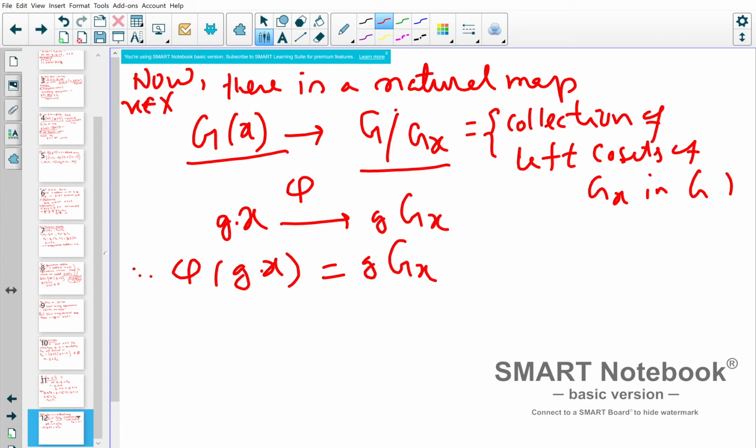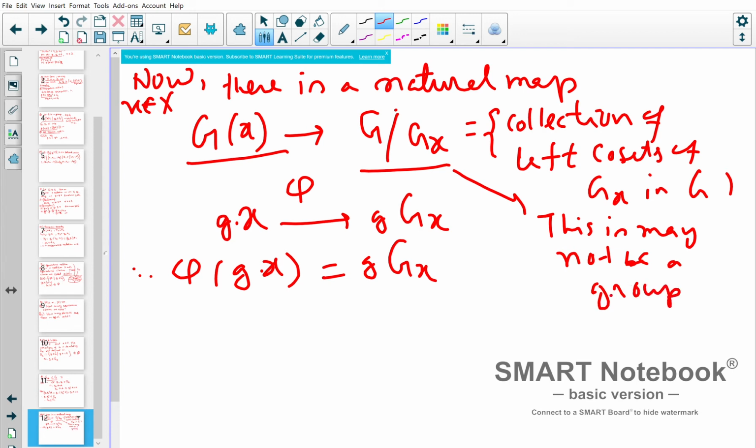Is this a homomorphism? I don't know whether it is or not, because I don't know whether they have a group structure. This may not be a group, because gx may not be a normal subgroup. But what other thing can you ask? You can ask whether phi is injective or surjective. So let us see whether phi is an injective map or not.